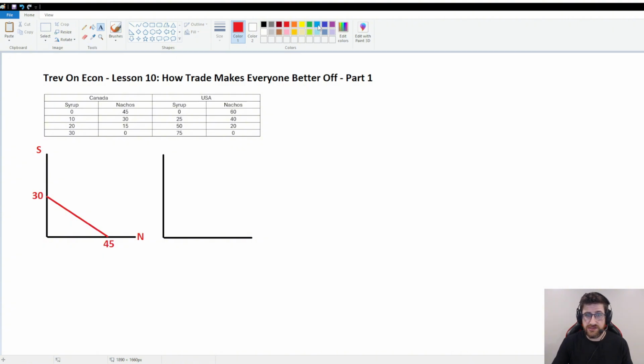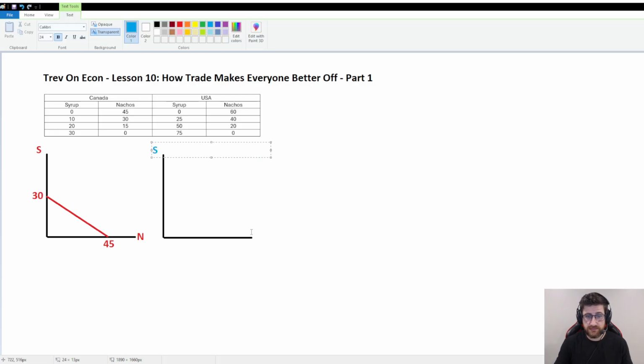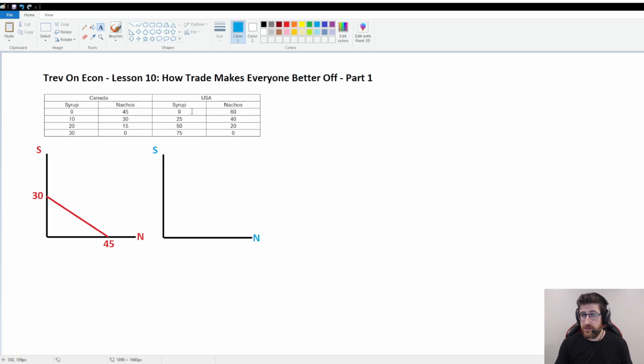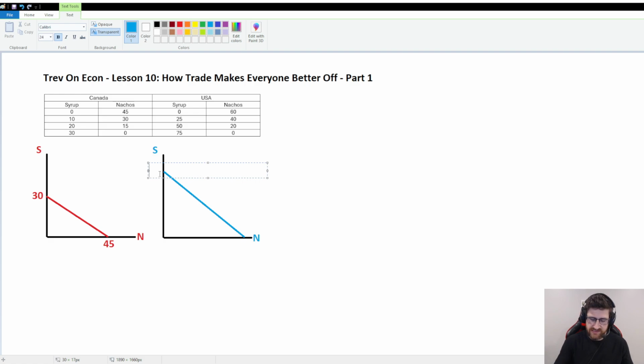For the US, let's do blue, I guess. Same idea. So we're going to put syrup up here, nachos down here. And again, I can see roughly the shape from the data. It's going up by 25s. It's going down by 20s. So again, it's consistent. So I'm just going to make it a bit bigger. So something like that. Again, doesn't have to be to scale. As long as you have the general shape, you're probably in a good spot. So we've got 75 syrup. That's the maximum we can make if we make 0 nachos. Or we can do 60 nachos and 0 syrup.